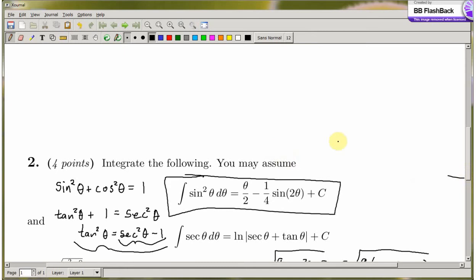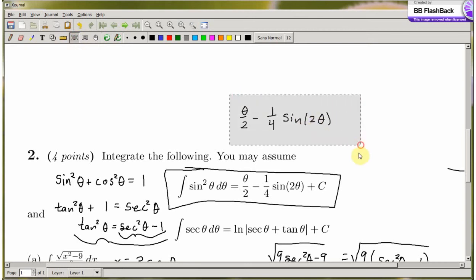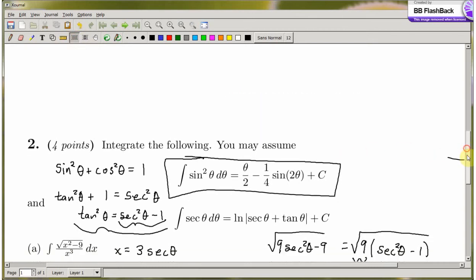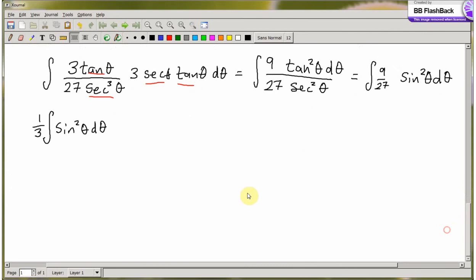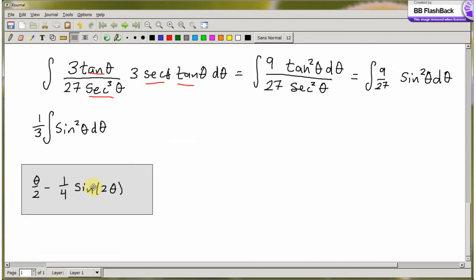And can I copy that? I don't think so. But okay, I'm going to try something tricky. So this is theta over 2 minus 1/4 sine 2 theta, and forget about that constant. So I think I can capture this stuff. Let me see if I can cut it. Okay, great. And I can paste it down here where we need it.